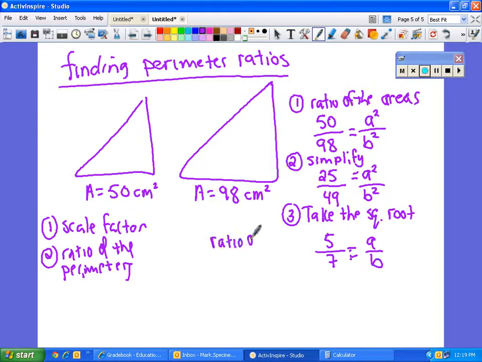Yeah. 5 over 7. It is also the scale factor, although you can write the scale factor either as a fraction or as a ratio. In other words, if this is 5 and this is 7, this smaller triangle is 5/7 the size of the big triangle. That's what we mean by scale factor. So if I told you that the side of this was 70 feet tall, then the side of this triangle would be 5/7 of that, or 50 feet.